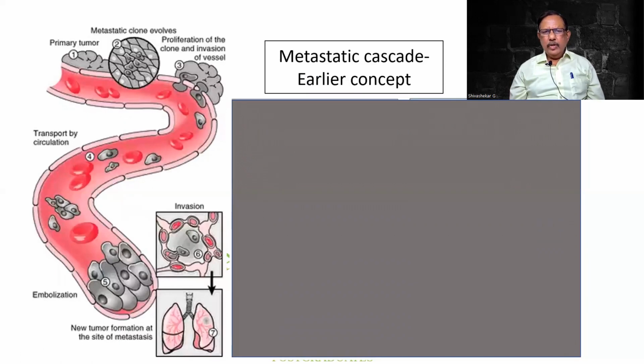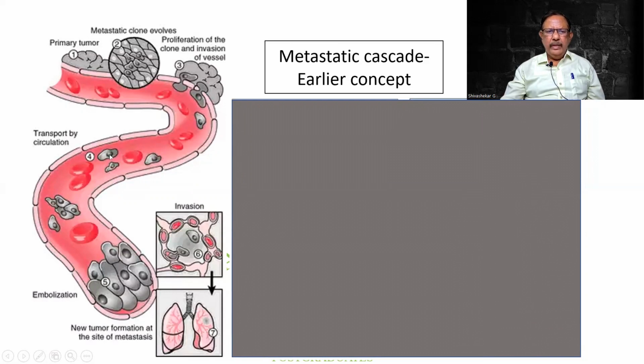This is the earlier concept. I won't say it is too old, thanks to Robbins and the other sources. You find that there is a primary tumor. Whenever there is a primary tumor, it is composed of thousands and billions of cells. All the cells do not have the potential to invade. All do not have the capacity to differentiate. You find that there are some dark cells over here. It is these that will have the capacity to invade. They invade and then they go inside in the form of an embolus.